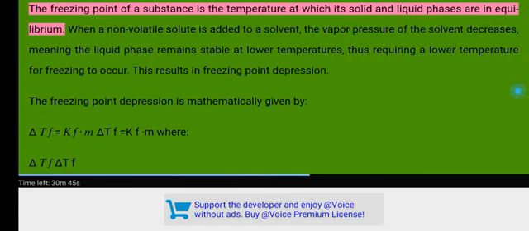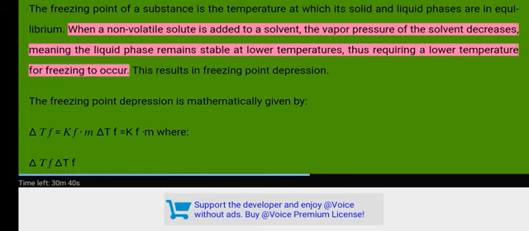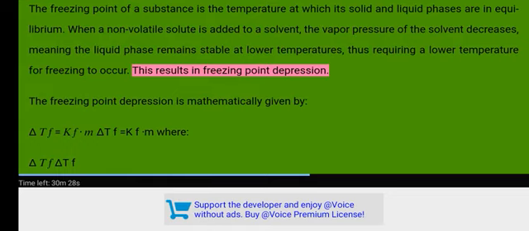Raoult's law and explanation. The freezing point of a substance is the temperature at which its solid and liquid phases are in equilibrium. When a non-volatile solute is added to a solvent, the vapor pressure of the solvent decreases, meaning the liquid phase remains stable at lower temperatures, thus requiring a lower temperature for freezing to occur. This results in freezing point depression.